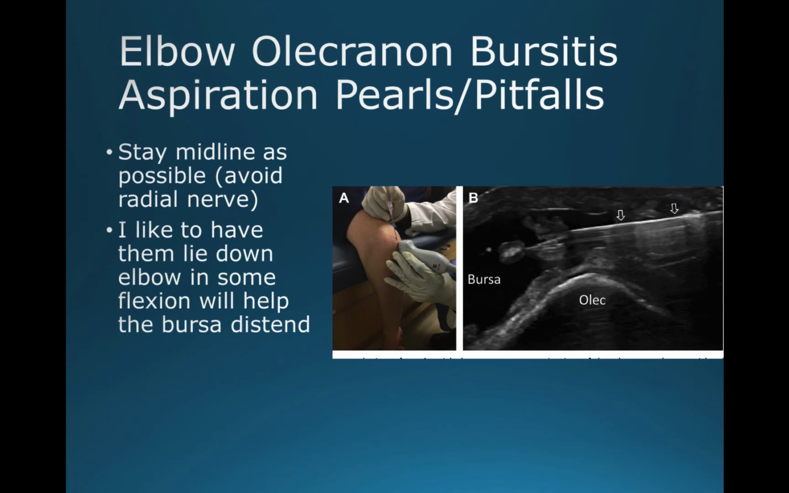Elbow olecranon bursitis aspiration pearls and pitfalls. You want to stay as midline as possible. This will help avoid the radial nerve. I like to have them lie down, and an elbow with some flexion will help the bursa distend. So here the patient is lying down, their arm off the side of a bed, and this is the way that I do them.